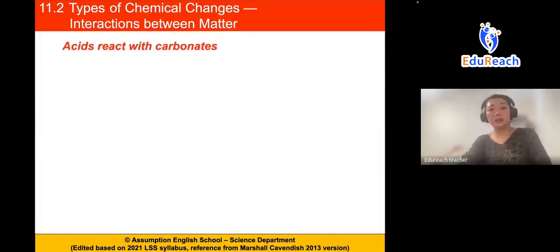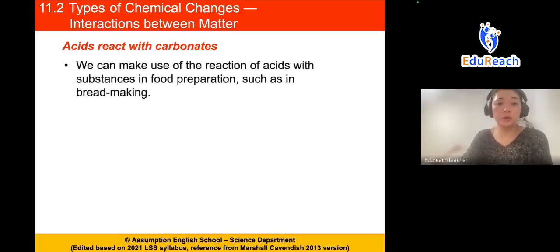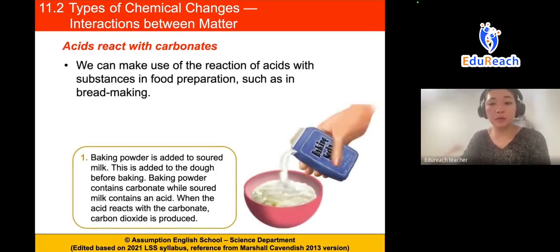I said three, right? So the second one is that acid can react with carbonates. So how many of you have helped your parents or your mom baking in the kitchen? Have you all ever baked before? Zakia, Rizky, have you baked before? Yeah. So have you ever seen this substance here called baking soda? Abdullah, Zakia, have you seen baking soda or not?